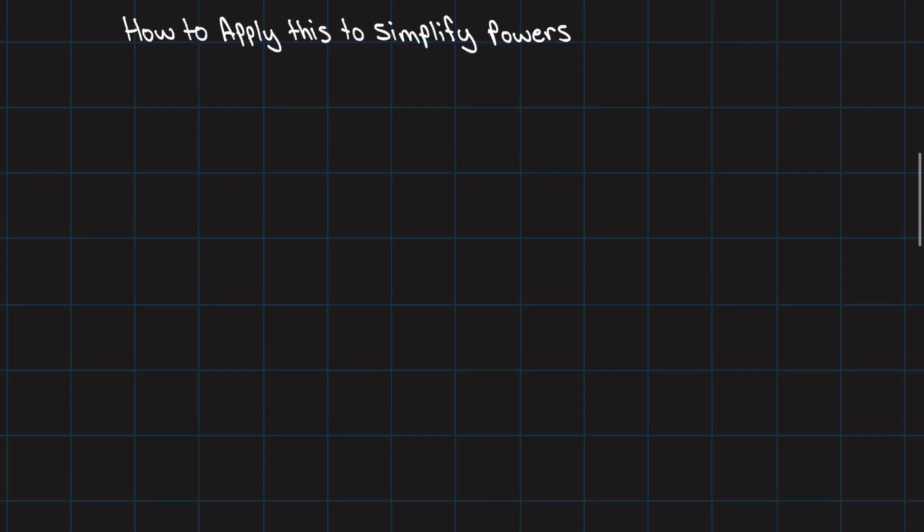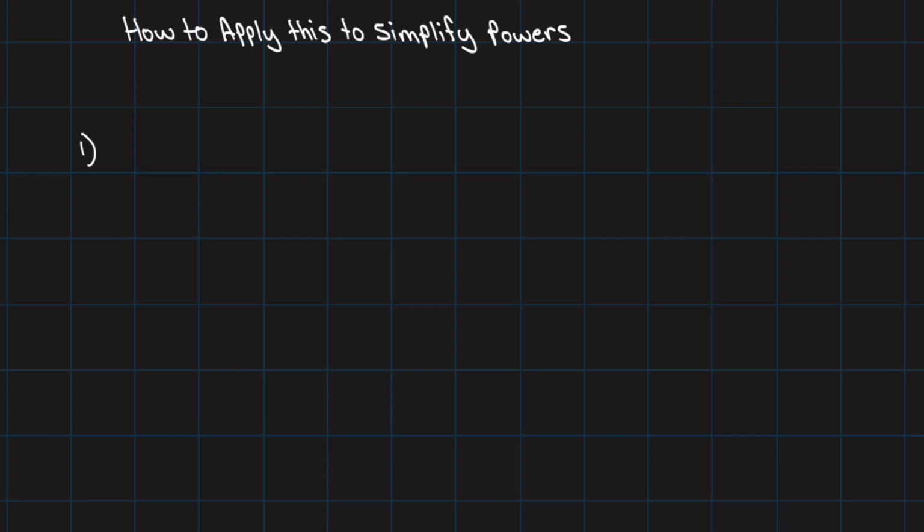Now, we're going to learn how this actually applies to simplifying powers, and this is where you have to combine your knowledge of exponent laws and also how to multiply, add, divide, and subtract fractions. Okay, so let's just do some questions. That's really how we're going to learn how to apply this.